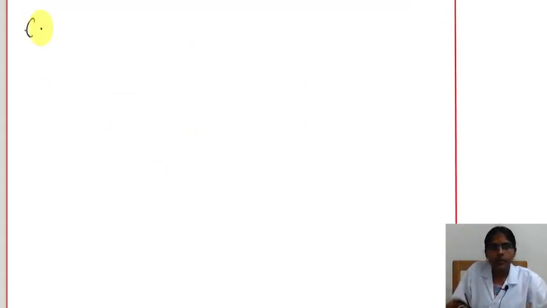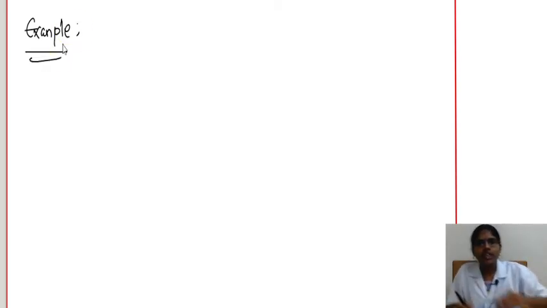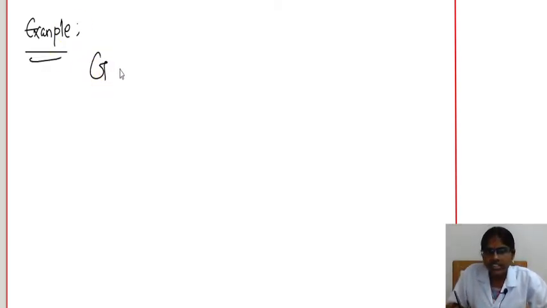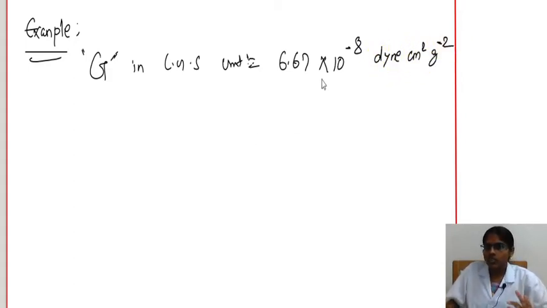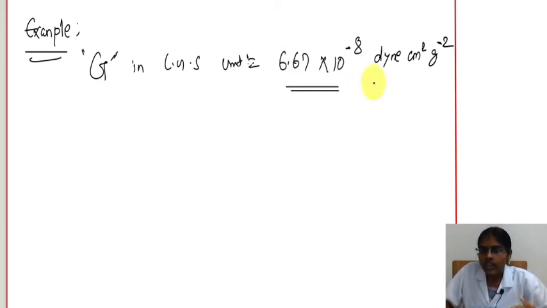Okay, so in the example the value of gravitational constant is given. Okay, write down the question. The value of gravitational constant in CGS system of unit is 6.67 into 10 to the power minus 8 dyne centimeter square g power minus 2. So this is the value of gravitational constant in CGS system.